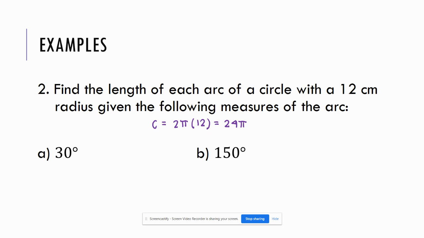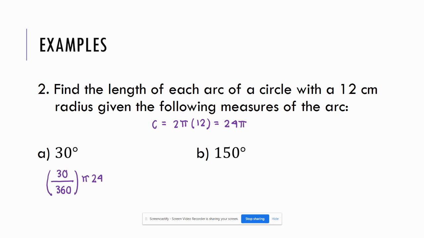So now that I have a 30-degree measure, remember that is going to go over 360. This becomes the fractional part of the circle, and that has to get multiplied by the circumference. I can type that all into my calculator. However, I would like you to leave your answer in terms of pi.